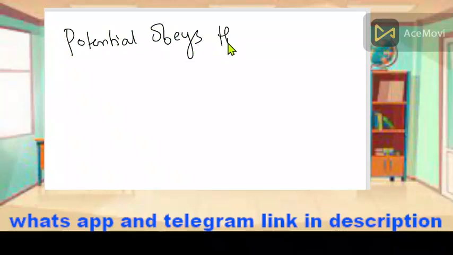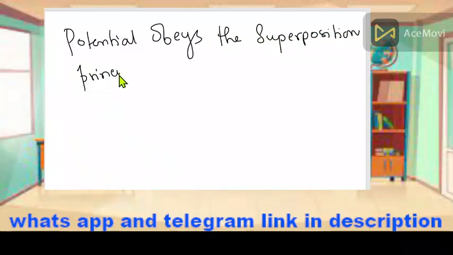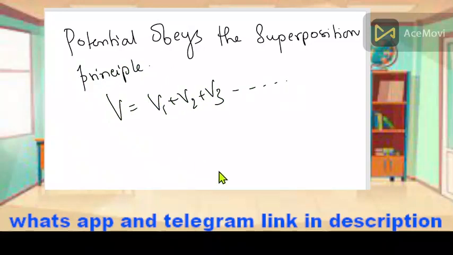Now one important property is that, and you know the unit of potential is volts, potential obeys the superposition principle. You must be knowing the superposition principle in electrostatics for electric field. So this potential also obeys the superposition principle. V is equal to V1 plus V2 plus V3. And when you are studying quantum mechanics, superposition is not something new to you. This is the definition.